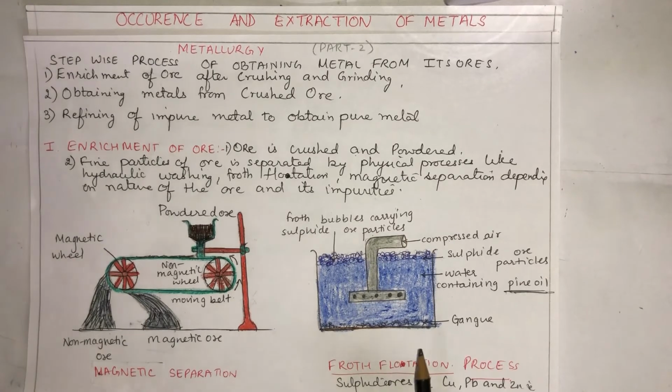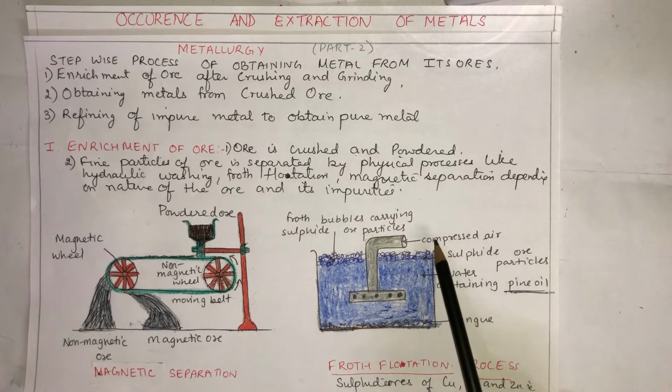In this process of froth flotation, what is happening is that you take a sulfide ore. In this sulfide ore, you are adding some pine oil. When you add this pine oil, it is used for the concentration of sulfide ores. The ore particles become wet by oil while the gangue particles become wet by water.